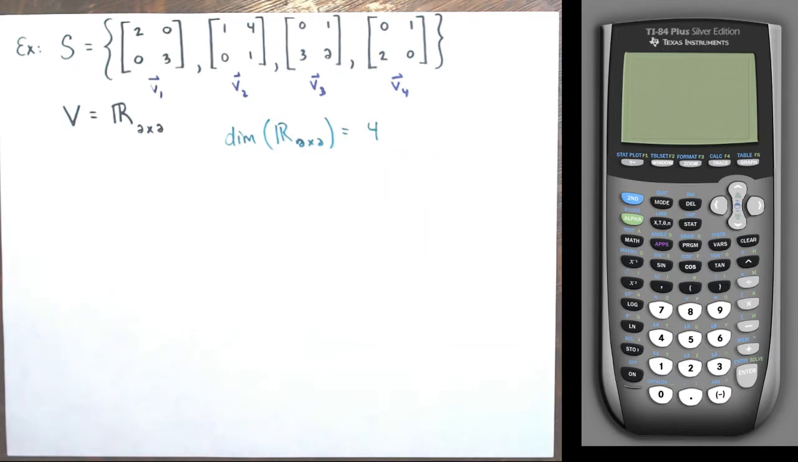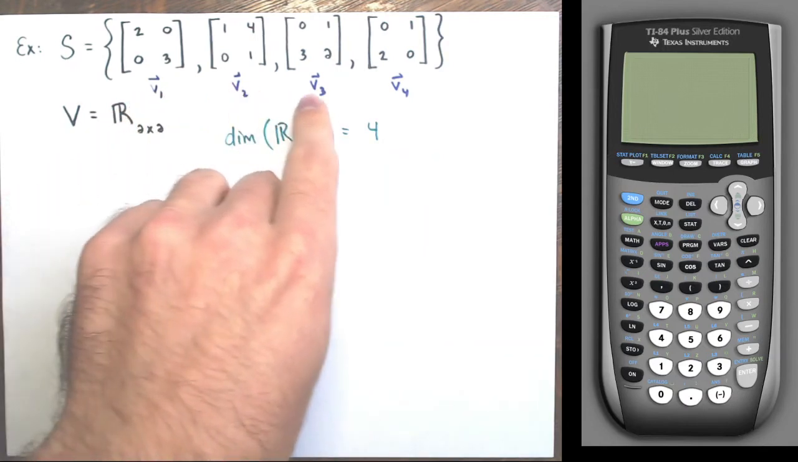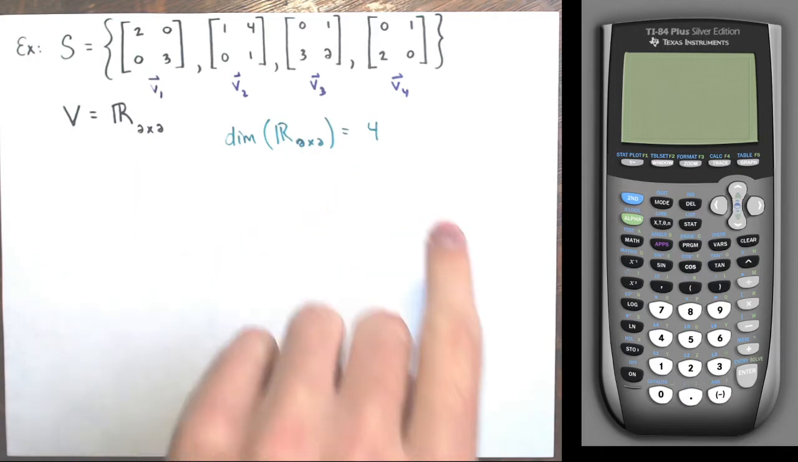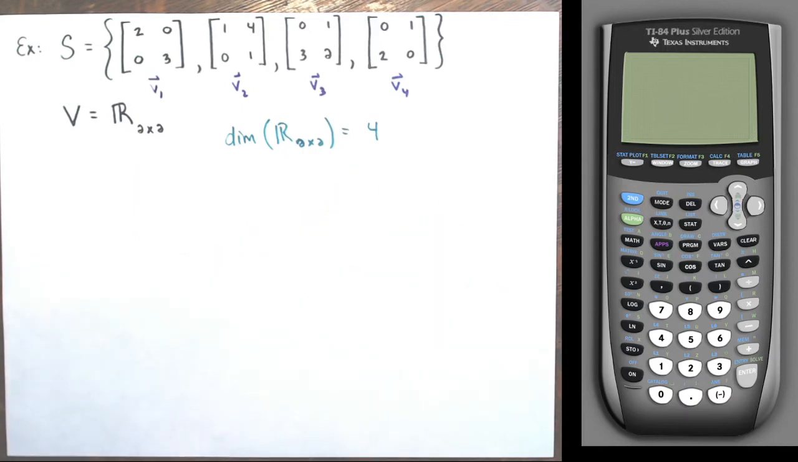Okay. So the number of vectors is the same as the dimension. That means S may or may not be a basis. Don't just immediately jump to the conclusion that it has to be a basis because it has the same number of vectors as the dimension. You must check something. But the nice thing is you only need to check one or the other: check the span. Does S span R 2 by 2? Or is S linearly independent?